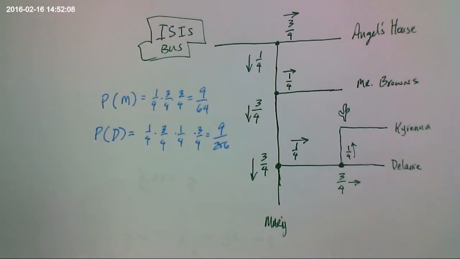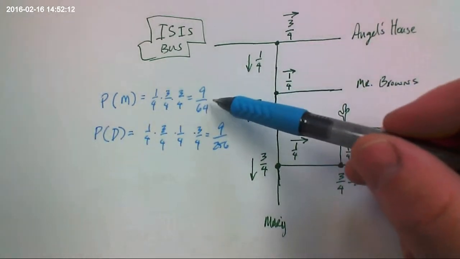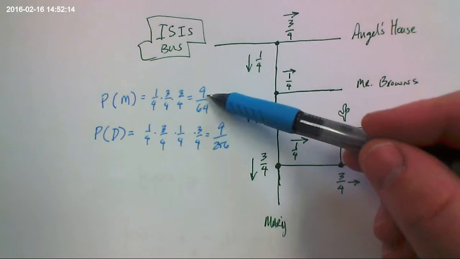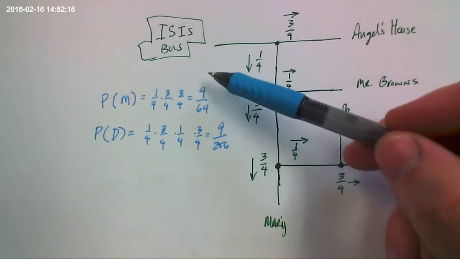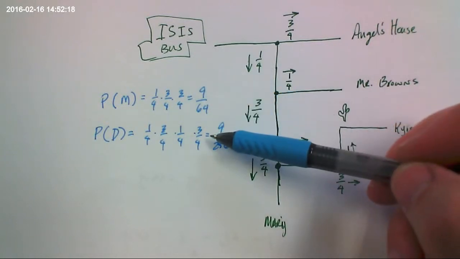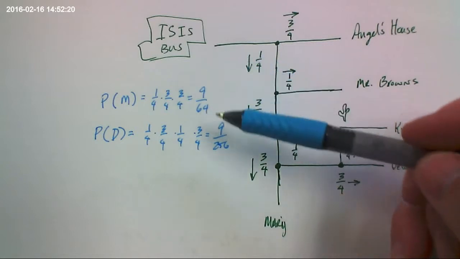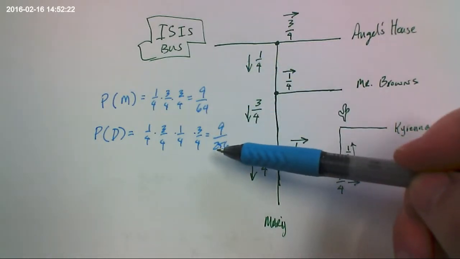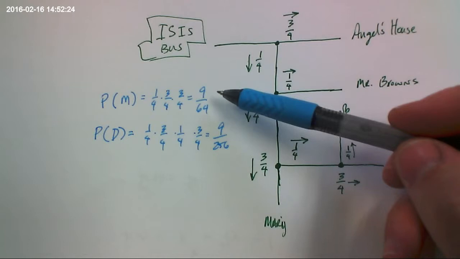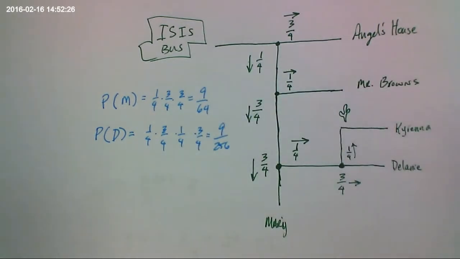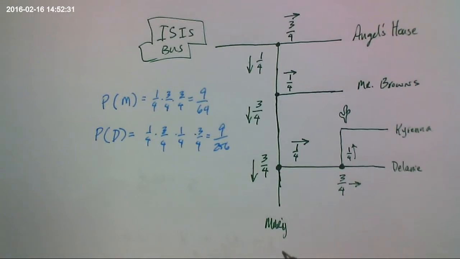Okay. So wait, where would you rather be? Like, if you don't want to die. Would you rather be here or here? Delaney's. You'd rather be at Delaney's house. Because, yeah, 9 out of 256. A lot smaller than 9 out of 64. Okay. All right. Check this out.